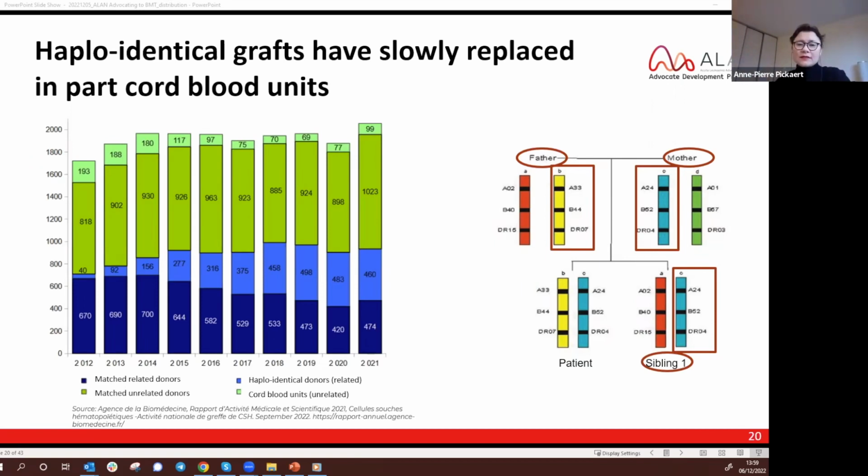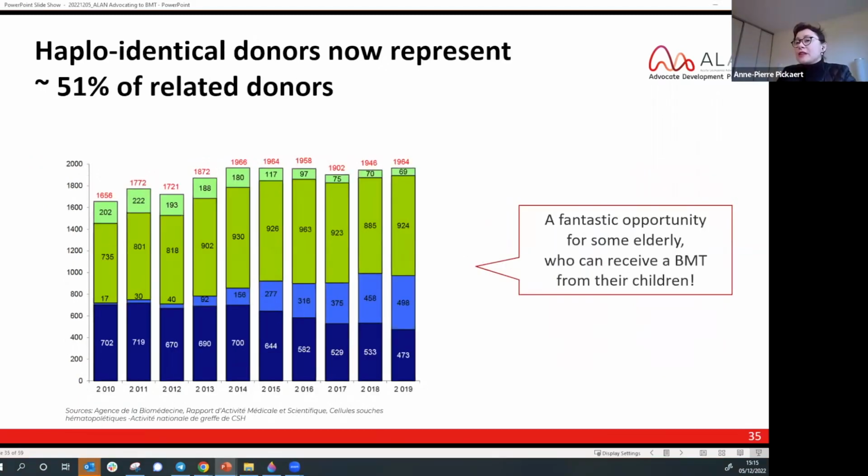And you could see there's been a quite substantial decrease in use, going from 193 grafts in 2012 done with a cord blood unit to only 99 in 2021. So what you can see from this chart is that there has been a decrease in matched related donors, the 10 out of 10, and a decrease in cord blood units, because haploidentical donors provide new opportunities for grafts. And this is really great, because now haploidentical donors represent 51% of the related donors.